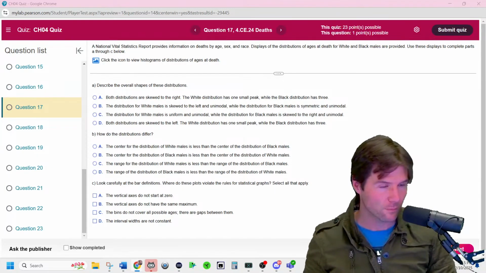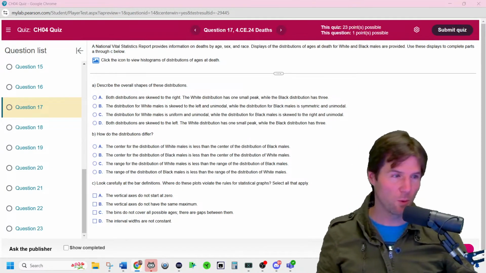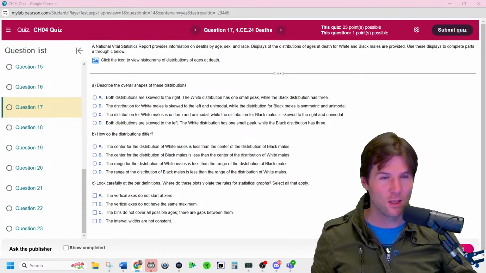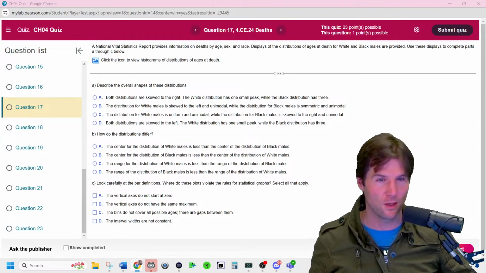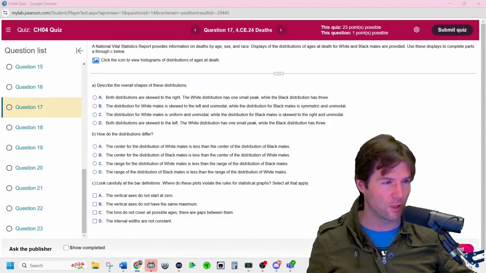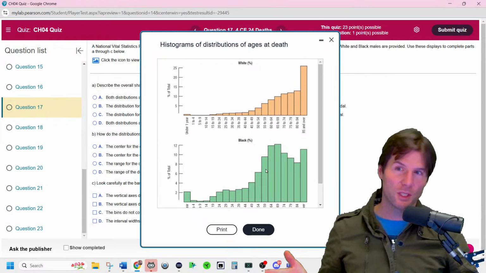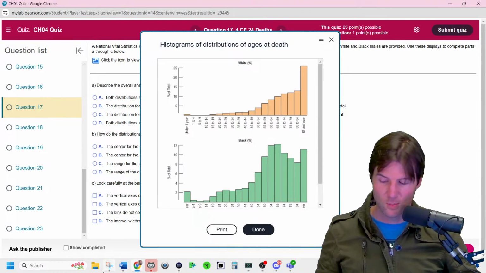Okay. So the National Vital Statistics Report takes a bunch of data right here on age, sex, race. It displays the age of death. And with this, we're going to see some histograms right here, allowing us to analyze what's going on with the shape, center, and spread of this data. So every time we do shape, center, spread, we want to be able to talk about it, and let's see what we see. Okay, both these distributions are very what? Boom, you should see this right away.